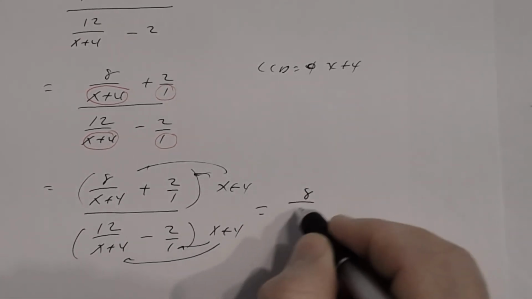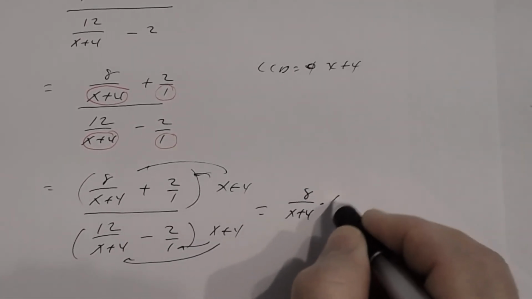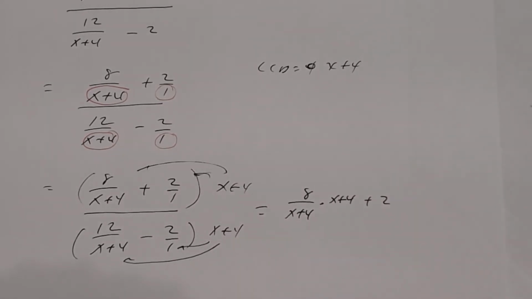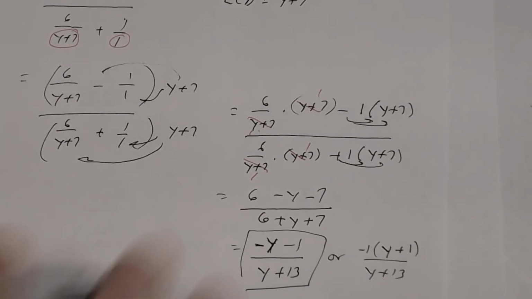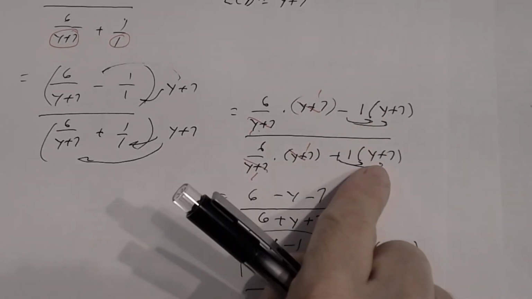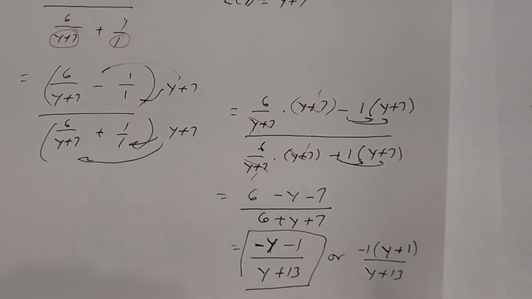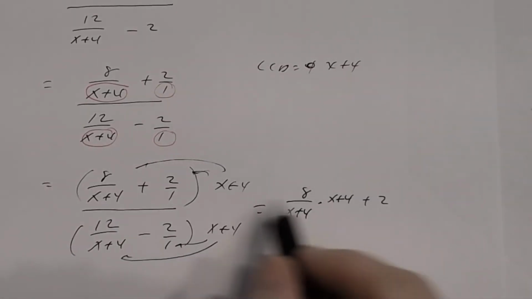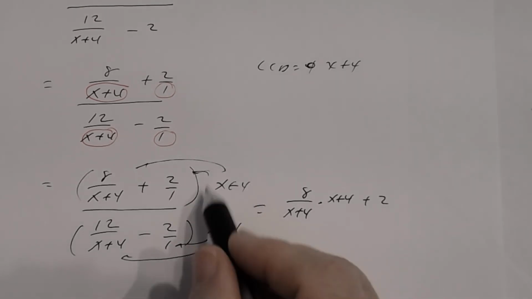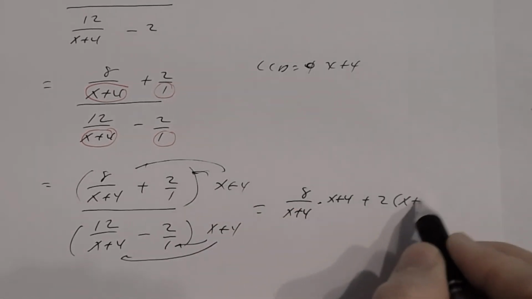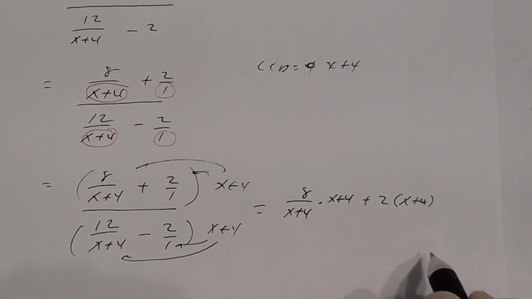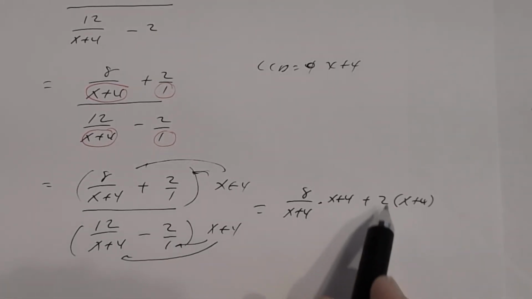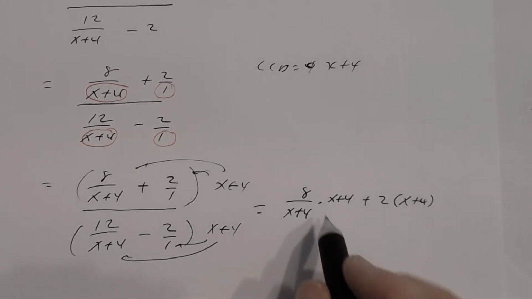So 8 divided by x plus 4 times the LCD, plus 2. Now remember a while ago when we did this one, I said it's important you put that in parentheses right here. And again, the reason is because this 2 has to be multiplied by every term in the LCD. So that's going to be important. So put that in parentheses, just like that. Okay? And then I just wrote 2 over 1 as just 2 because it's easier to deal with if it's just a whole number 2.